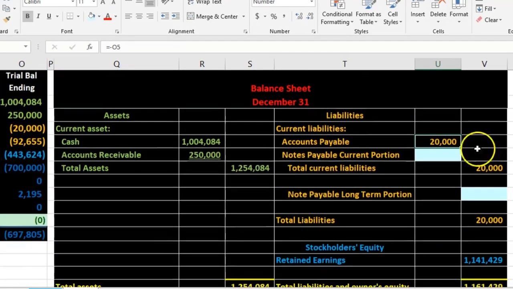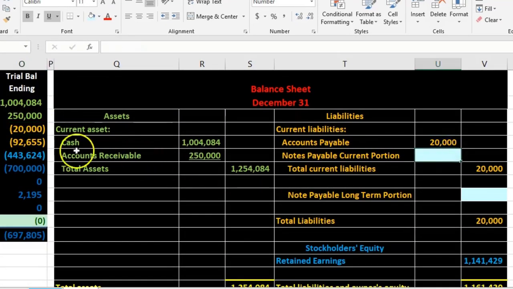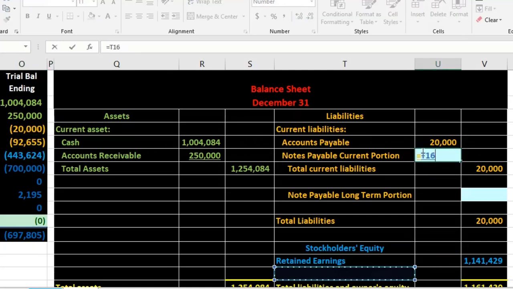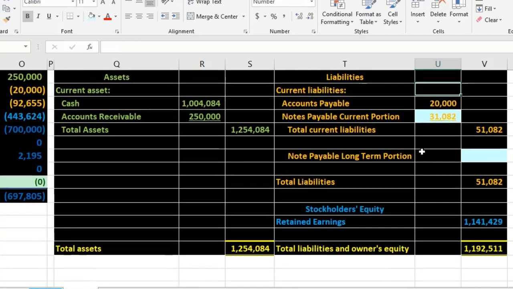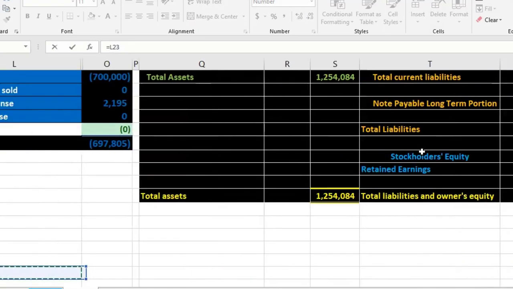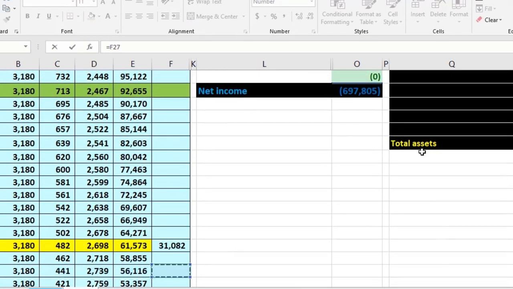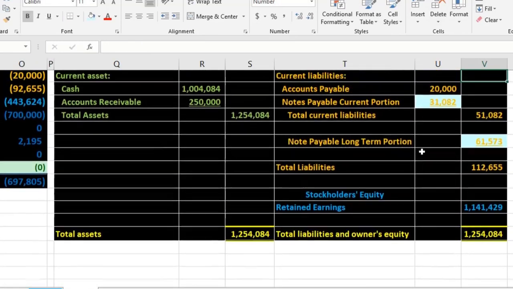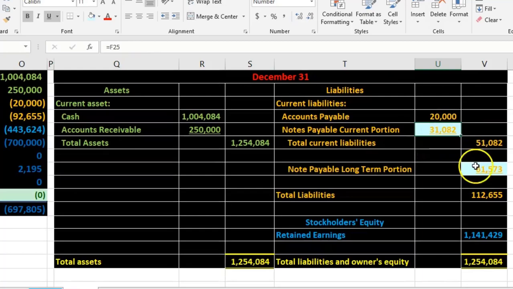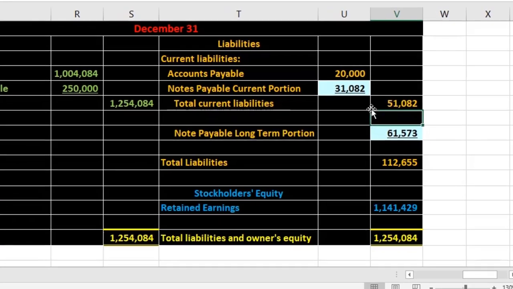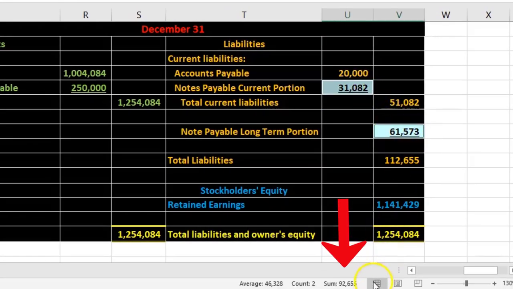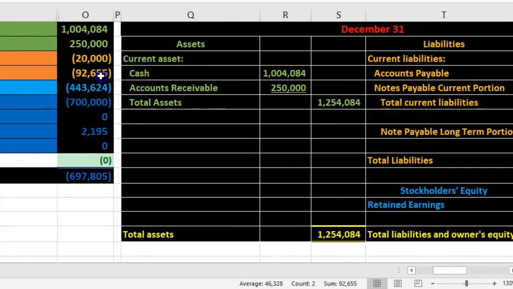So the total liabilities is from here, and then the current portion, we're breaking this number out, is going to be equal to the current portion we broke out here, and then the long-term portion is going to be equal to the long-term portion here. So hopefully you can see those. So there's going to be our two amounts, and of course if we add those two up, I'm holding down control, it adds up to 92,655, and that's going to be the 92,655 here.